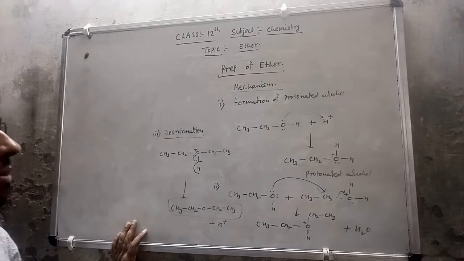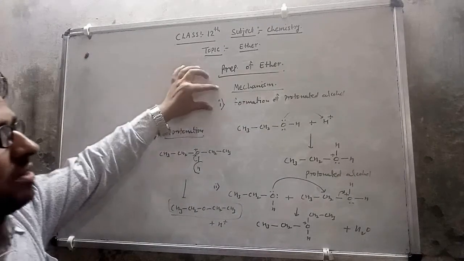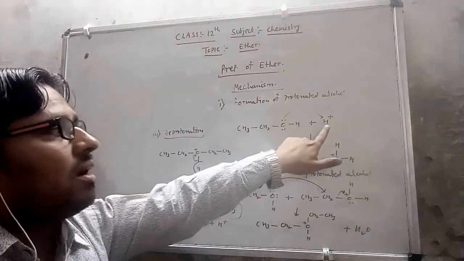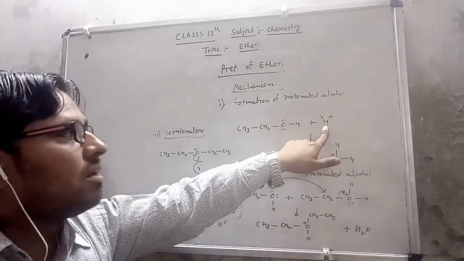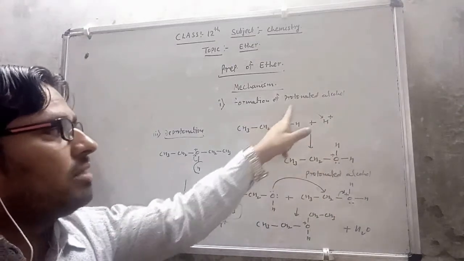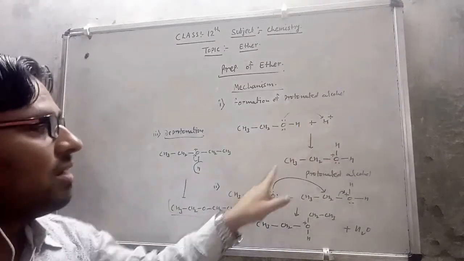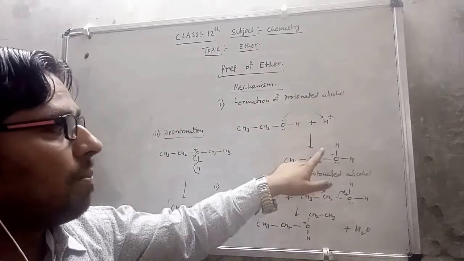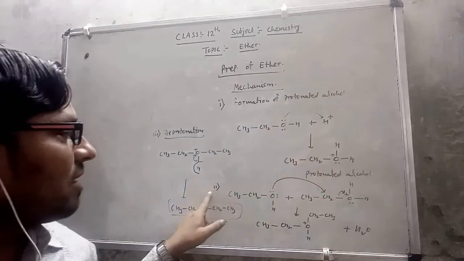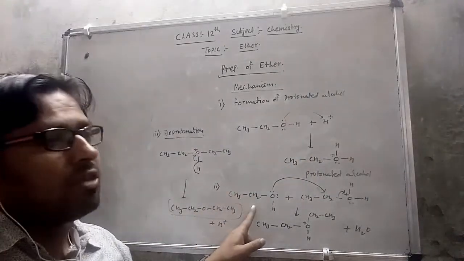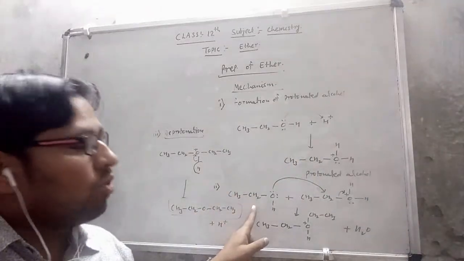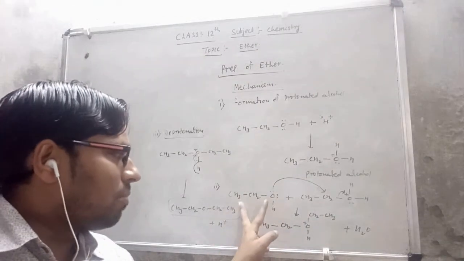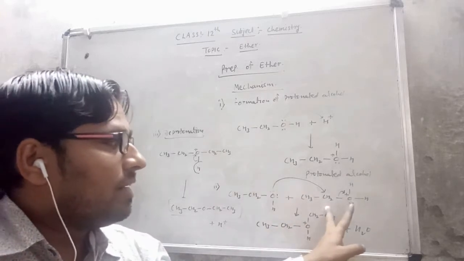Again I'm discussing this. The first step is the formation of protonated alcohol. The alcohol reacted with the hydrogen ion that is coming from the acid. The oxygen has given the electron to this positive charge and we are getting a protonated alcohol. In the second step, another molecule of this alcohol behaves as a nucleophile and attacks the protonated alcohol. This is the other molecule of alcohol, and this is a protonated alcohol.